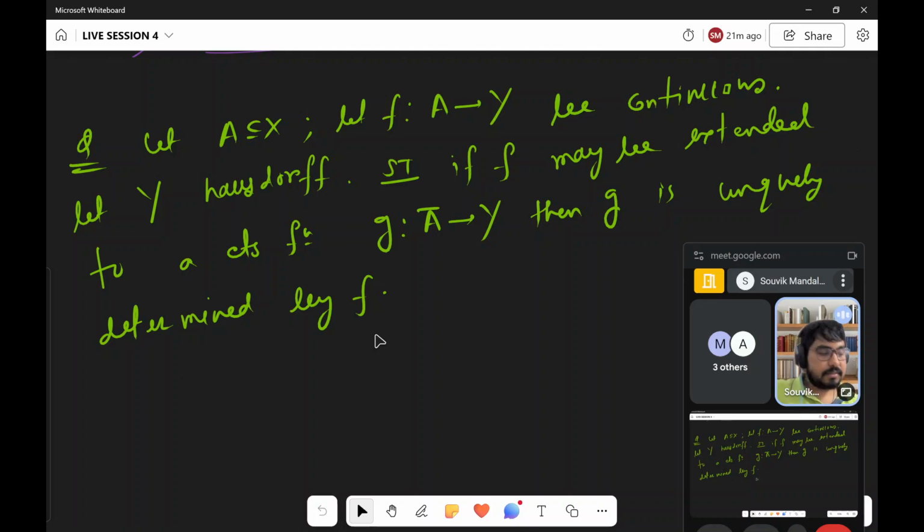So what does this statement actually tell us? Suppose we have a function f from A to Y, and suppose f can be extended to the closure. Now the point is that if Y is Hausdorff and f can be extended to the closure, then Hausdorffness will automatically imply the extension is unique. That means if we consider any two extensions of f to the closure, then those two extensions are equal. That is the beauty of this problem. Is the question clear, what we need to prove?